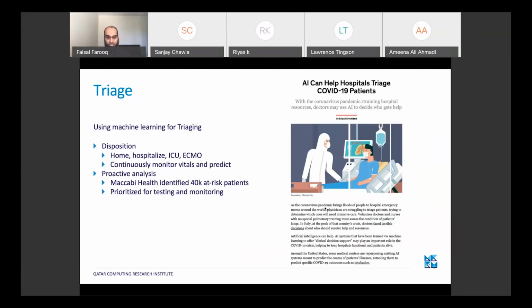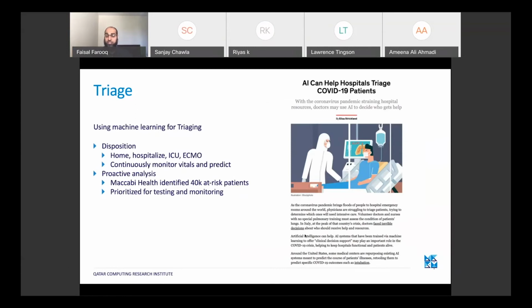Even in the United States, it's not used all over the place. Only in really high-end hospitals is this currently being used. What this basically does is, the AI tools use past data and the current data of the patient to generate a disposition: whether you should be sending them home, how much of a risk they are at, should they be hospitalized, in ICU, put on ECMO and whatnot. And then you can continuously monitor them for changes.